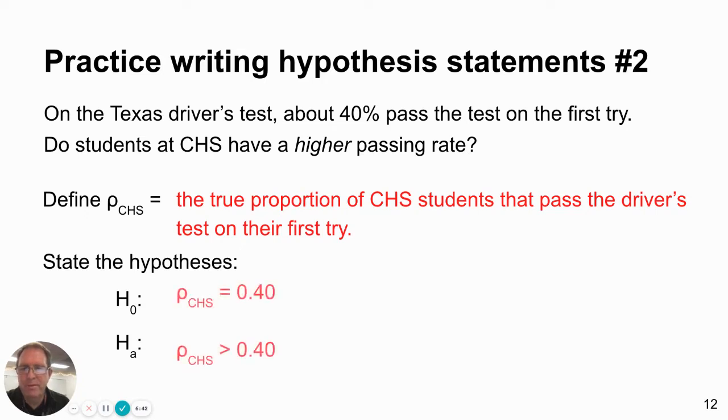My null hypothesis is that rho is equal to 0.4. The alternative is that it is greater than 0.4. I use the greater than sign because of the keyword up there, higher. The question is looking for a higher passing rate at Capella High School.